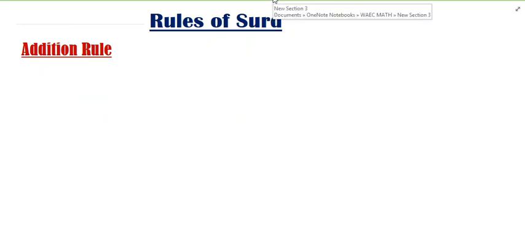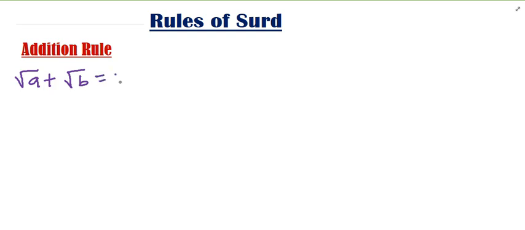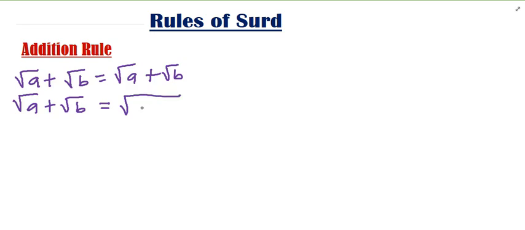Okay, addition rule of surds. I'm going to be using variables to explain this addition rule, and then we'll go ahead and solve questions based on that. So for instance, when we have surd A plus surd B, it remains surd A plus surd B. Surd A plus surd B can never give you surd of A plus B. No, it cannot give you that. It's not possible. That can only be applied in multiplication.